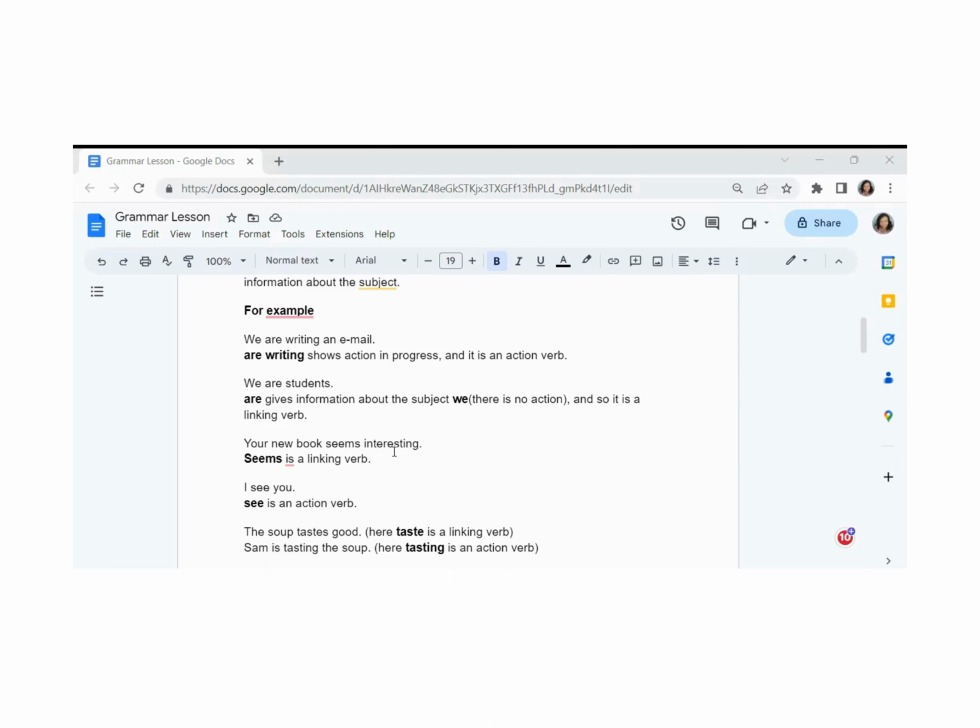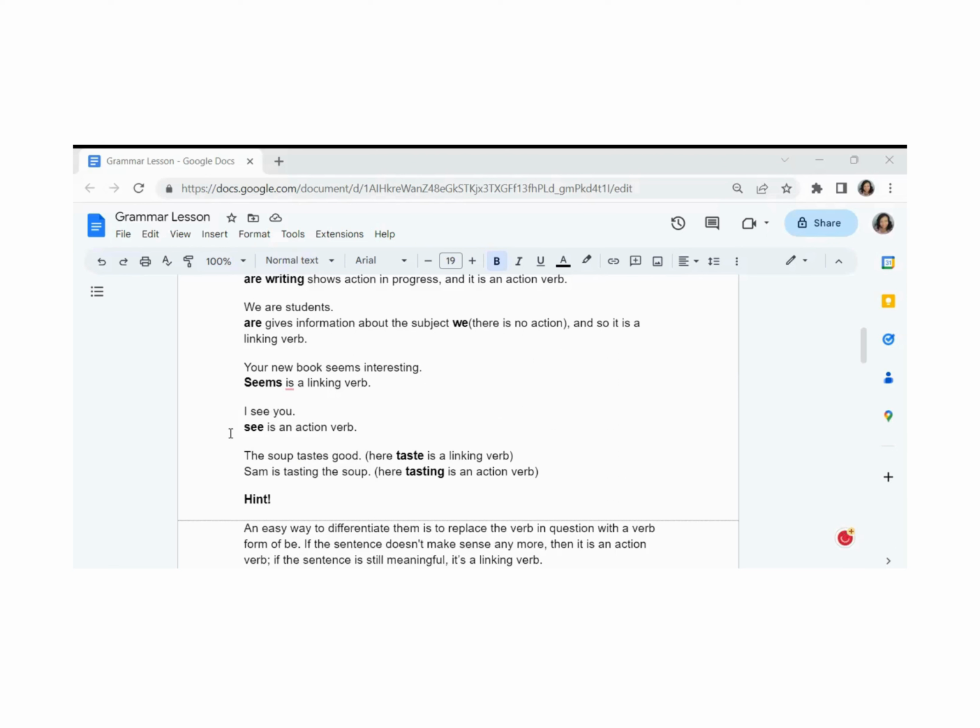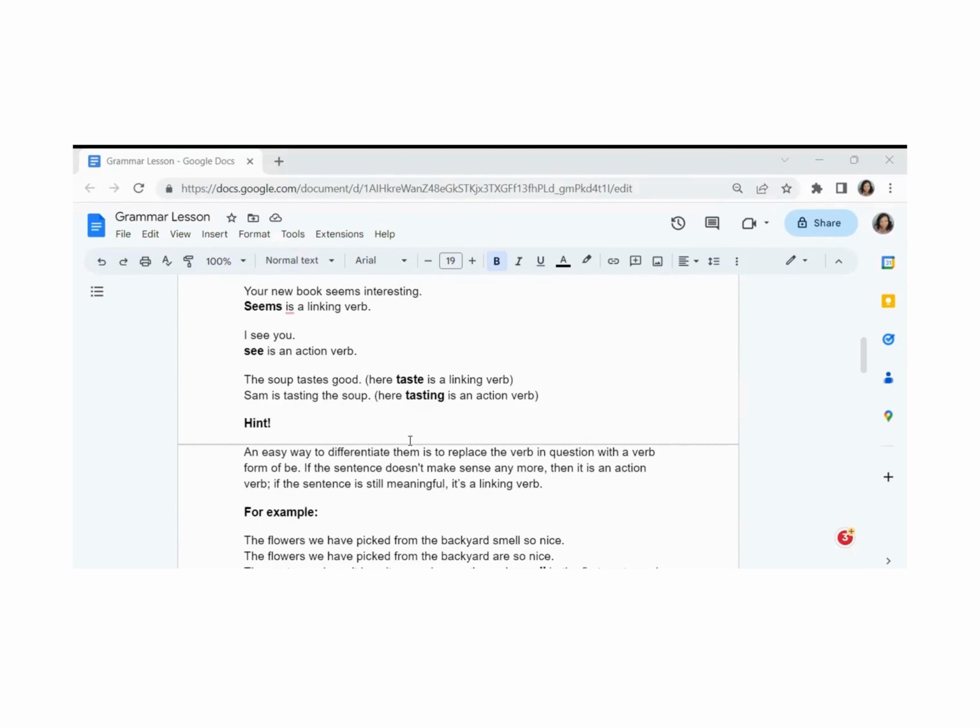Your new book seems interesting. Seems is a linking verb. I see you. See is an action verb. The soup tastes good. Tastes is a linking verb. Sam is tasting the soup. Here, tasting is an action verb.